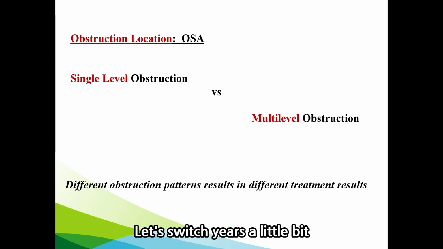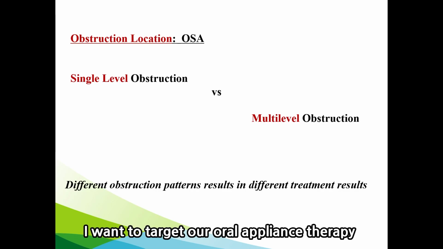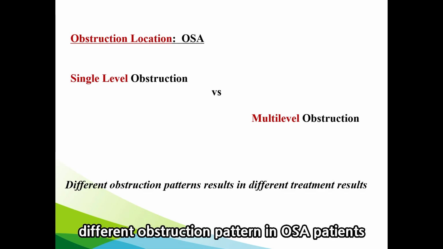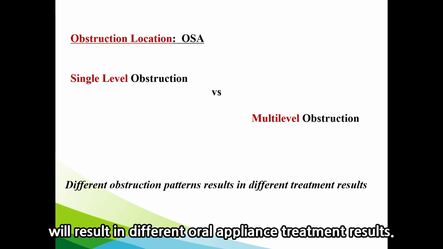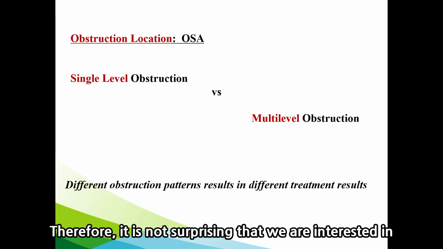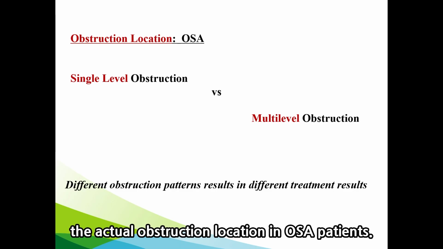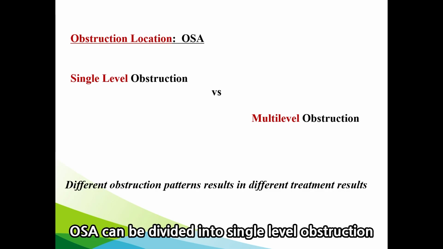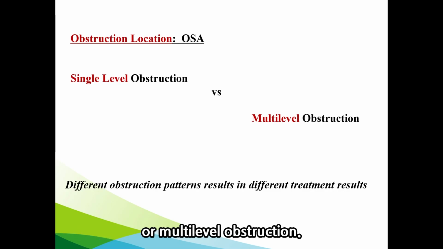Let's switch gears a little bit. As a clinician, I want to target our oral appliance therapy to the actual site of obstruction. In other words, different obstruction patterns in OSA patients will result in different oral appliance treatment results. Therefore, it is not surprising that we are interested in the actual obstruction location in OSA patients. Depending on the location of the obstruction, OSA can be divided into single-level obstruction or multi-level obstruction.